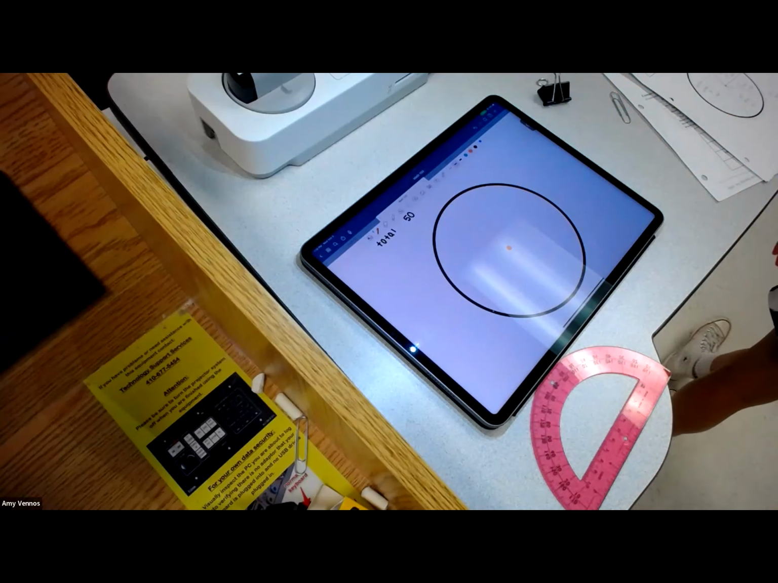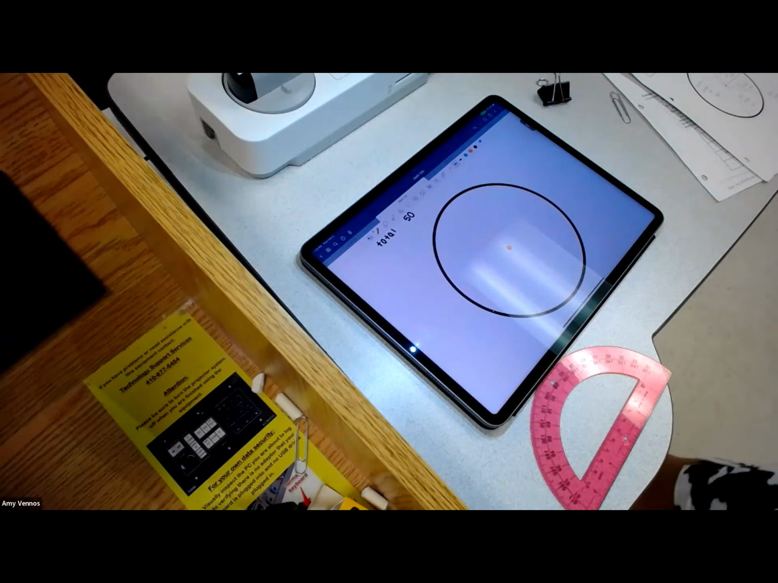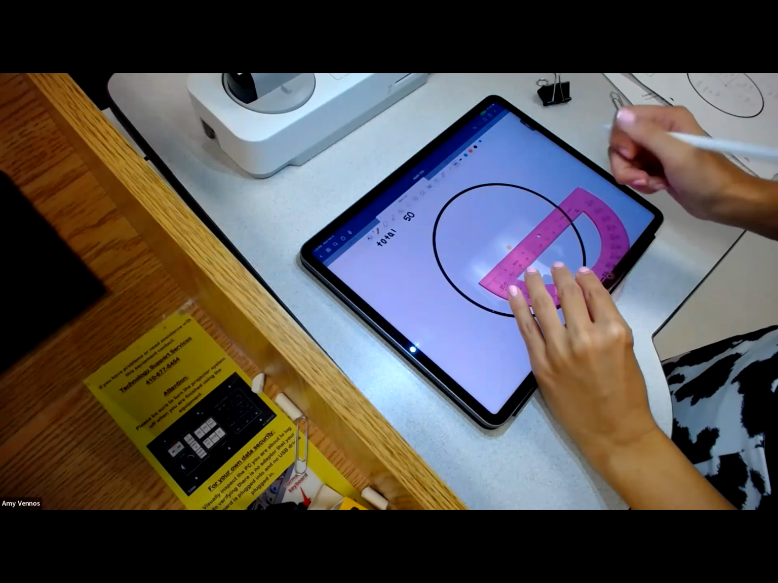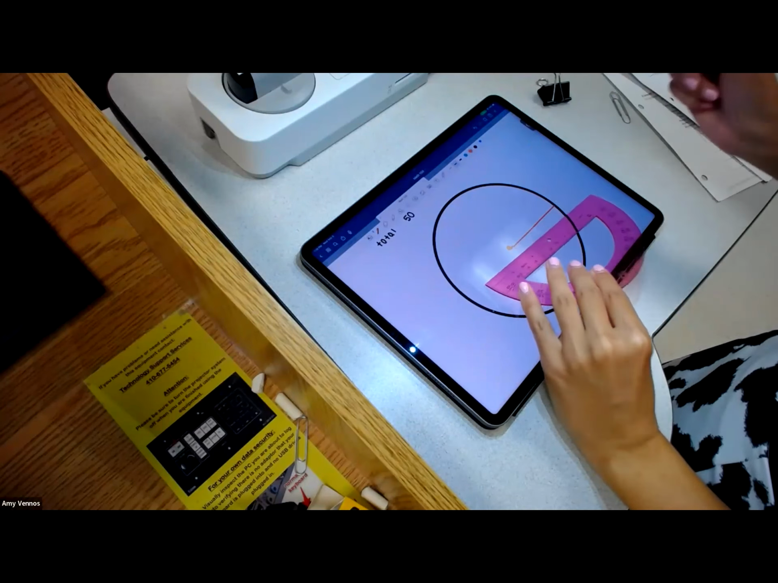And then we have to come up with our first angle. In order to come up with that first angle, we have to draw our first line, right? Normally, I like to draw my first line from here to here.